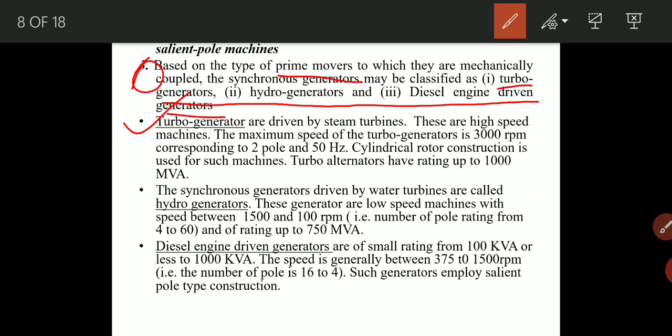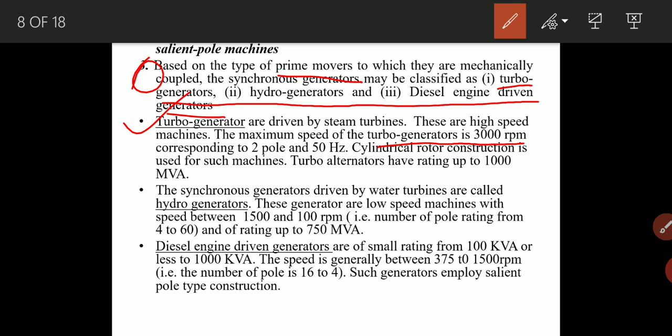In a generator, the rotor part is driven either through a turbine or by some external force. In big generators, the prime mover is used as a turbine. So turbo generators are driven by steam turbines. These are high speed machines. The maximum speed for a turbo generator is 3000 rpm.